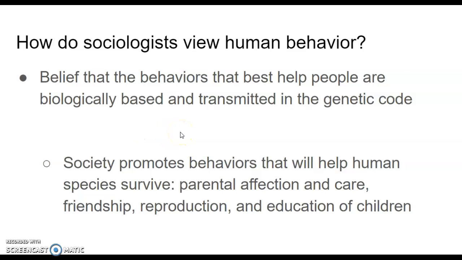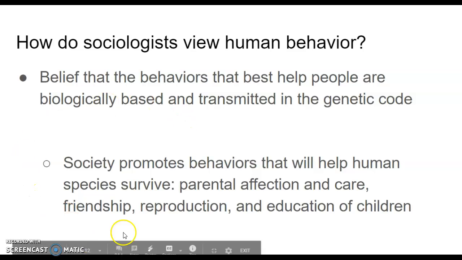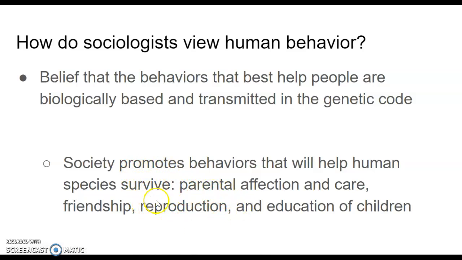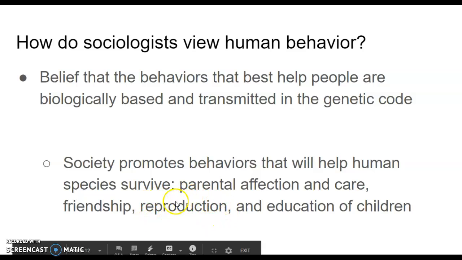So how do sociologists view human behavior? The belief that the behaviors that best help people are biologically based and transmitted in the genetic code. So the idea here is basically that society promotes behaviors that will help the human species survive. And you can see this, like people who are very affectionate parents and care for their children are kind of helping to continue humans' existence throughout time. Friendship is important to continuing the survival of humans, because if someone needs something, you have somebody there. Reproduction is always going to be vital in the survival of any species, because the species will completely end if there is not a next generation.